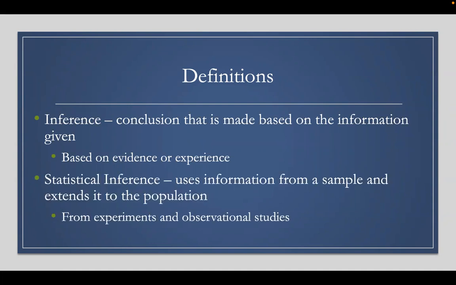That is huge. If we're talking about a statistical inference, this is using information from a sample and extending it to the population from different experiments and observational studies. We oftentimes cannot talk to an entire population, right? Population is all, but we can talk to a sample. So statistical inference says if we talk to a sample of 400, we can extend that and say the population is probably similar to that.